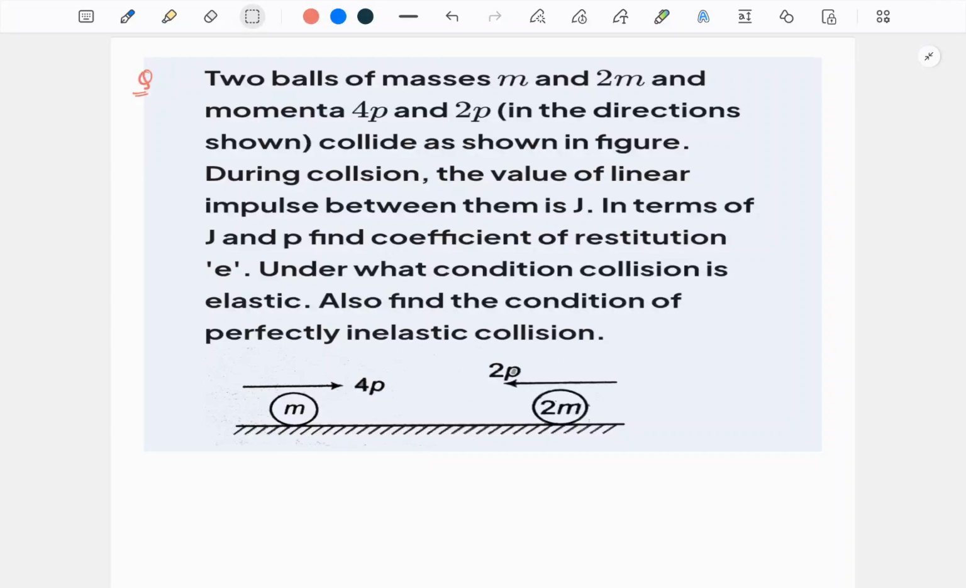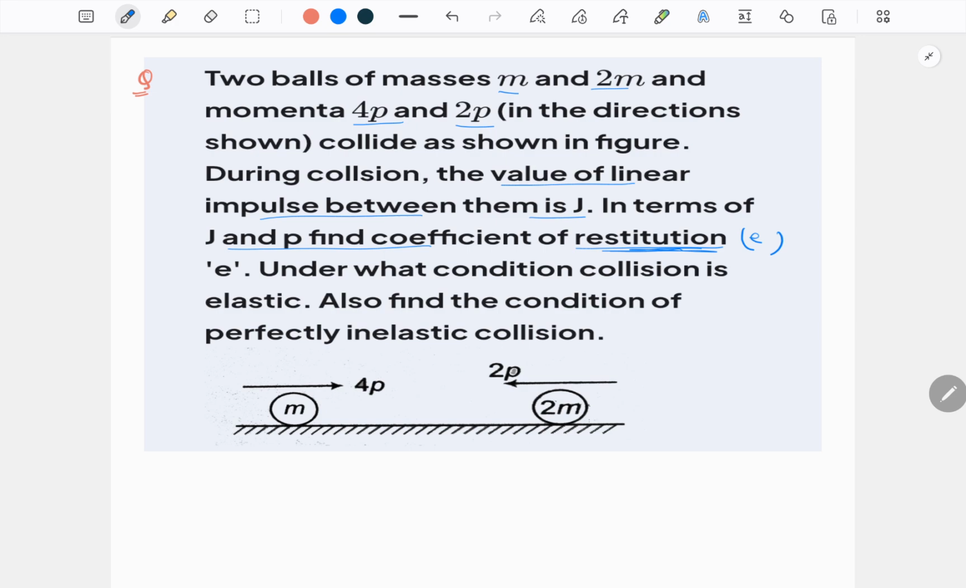So the question is like this: there are two balls of mass m and 2m given, with initial momentum 4p and 2p in the directions shown in the figure. During collision, the value of linear impulse between them is j. In terms of j and p, find the coefficient of restitution. We have to find the coefficient of restitution e in terms of j and p.